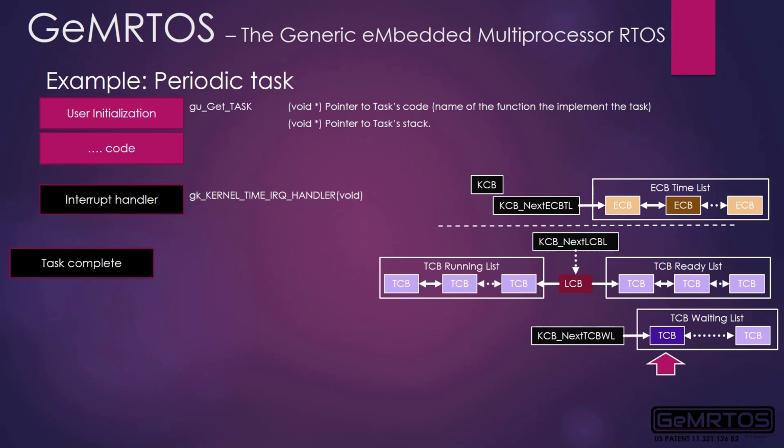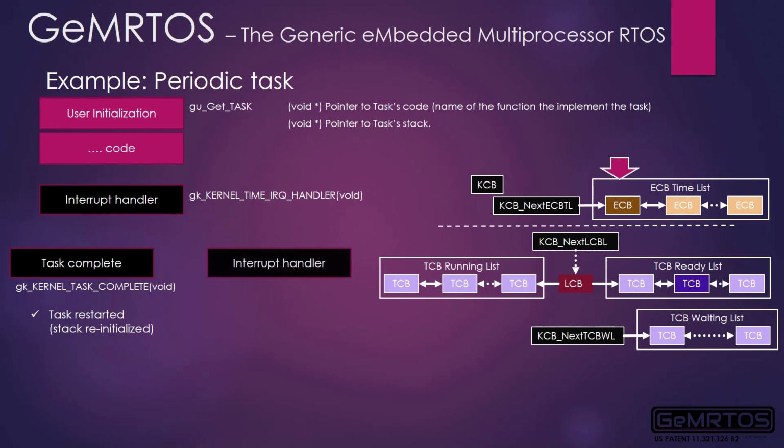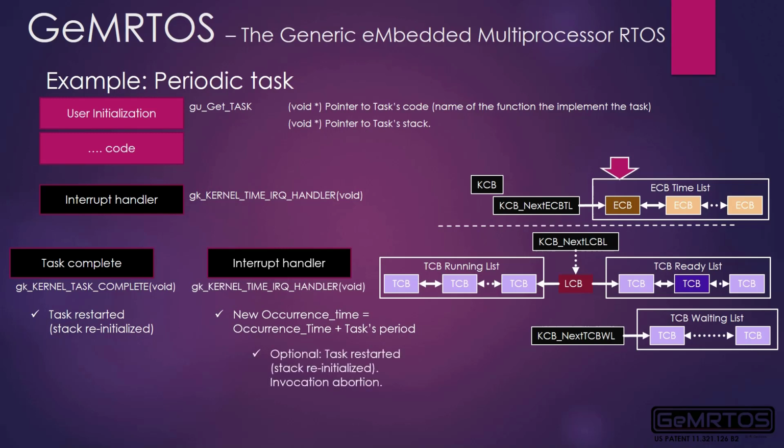The task completes its execution and must be restarted to be ready for the next invocation. Its task control block is linked to the waiting list. Or the timed event occurs, and the task is not completed before the next release. When the time event occurs, the timed event is relinked with the updated occurrence time. If the task is not completed before the next period, it can be aborted by re-initializing it, or a signal can be issued to execute a pre-configured signal routine.